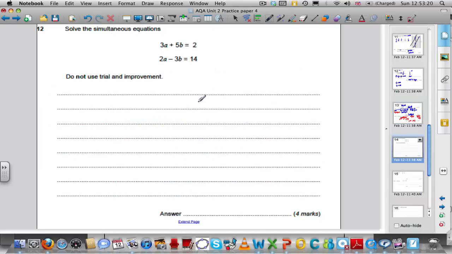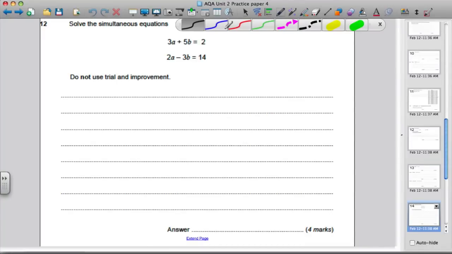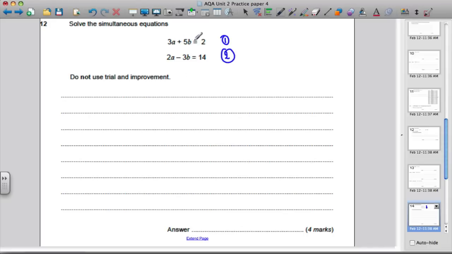Okay, question 12. So we've got two simultaneous equations, equations 1 and equation 2, and they're linear because a and b are just to the power of 1. There's no a squareds or b squareds. So we've got two linear equations. What we're going to try and do to solve these is make the coefficients of a the same to start with. So 3 and 2 go into 6. So if I multiply that top one by 2 and multiply that bottom one by 3, remember I'm multiplying everything by 2 in the top and everything by 3 in the bottom, I get the following.